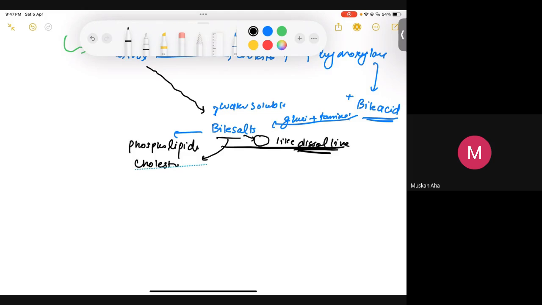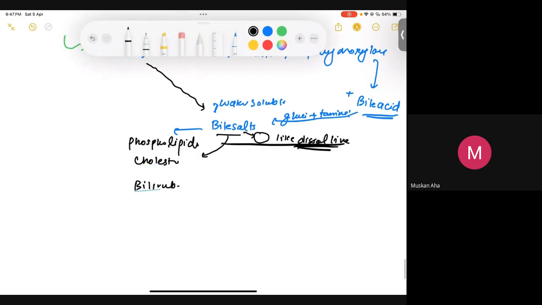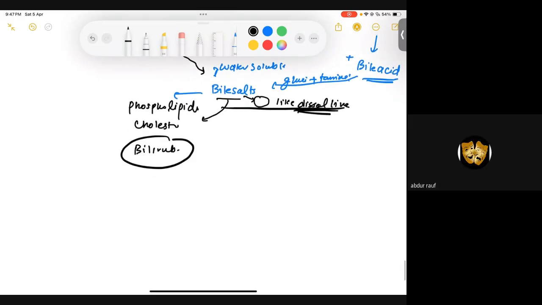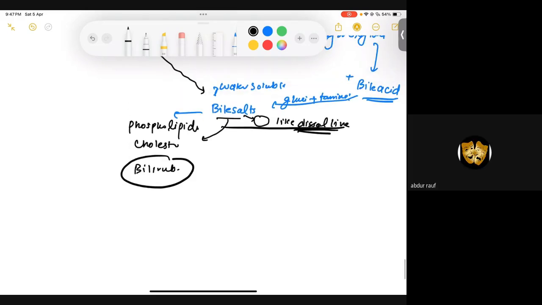What else? It can also bind with bilirubin, right? We'll be discussing bilirubin in detail. What is bilirubin? What are the different types of bilirubin? They are basically excreted from our body in your bile, right? You already know that. The color of bile is basically due to bilirubin. Is that clear?